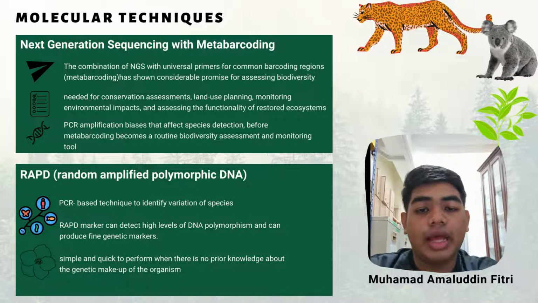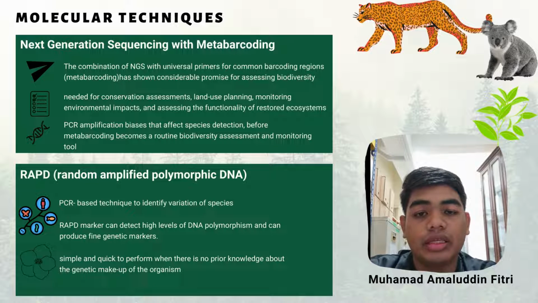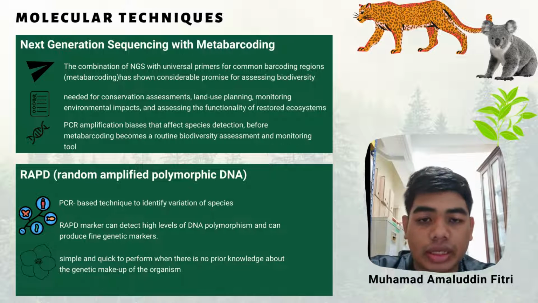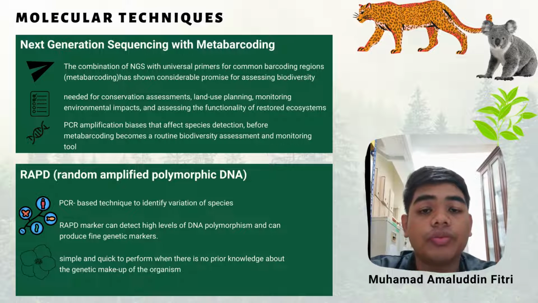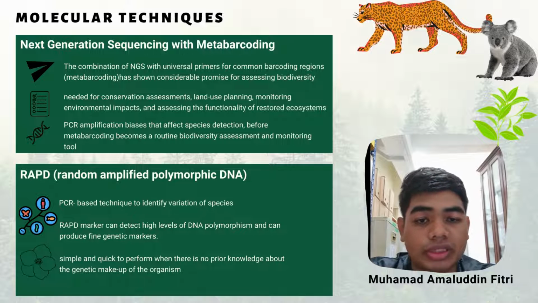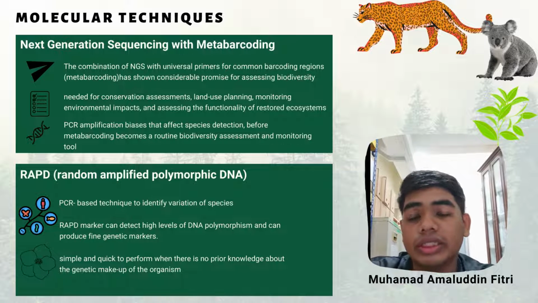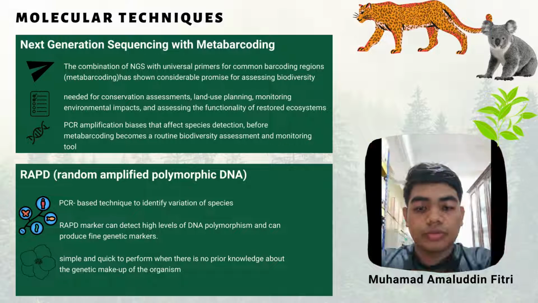tool. Next is RAPD. RAPD stands for Random Amplified Polymorphic DNA. It is a PCR-based technique to identify variation of species of flora and fauna. RAPD markers can detect a high level of DNA polymorphism and produce genetic markers. It is simple and easy to perform when there is no prior knowledge about the genetics of the organisms.